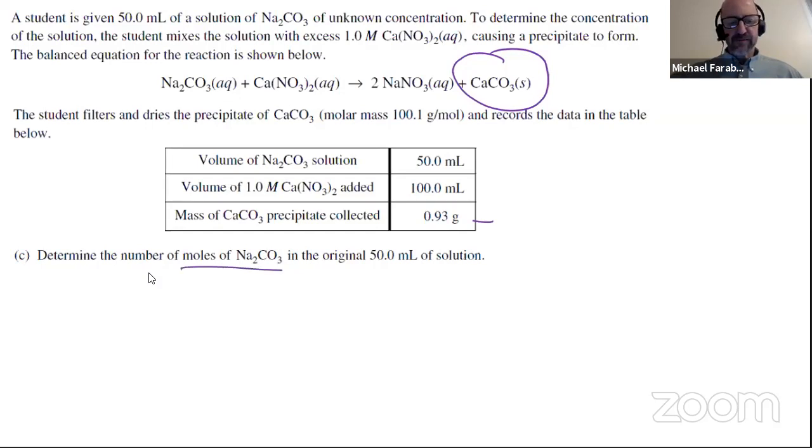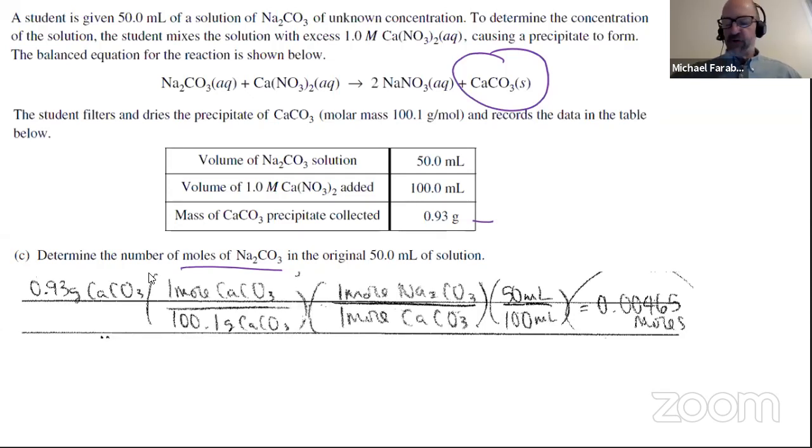Let me reveal the student's work. See if you can take some time to think about how you would answer this question and what the student might have done wrong. So there are the conversion factors, and they have a final answer of 0.00465.